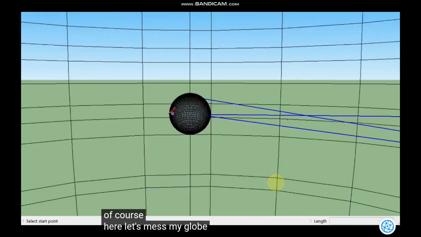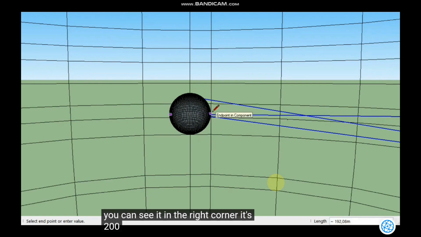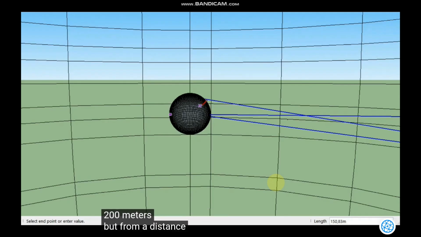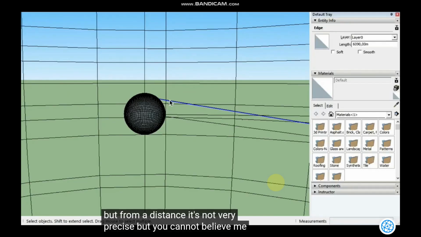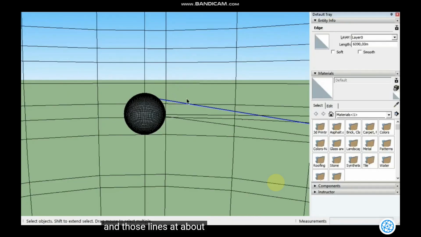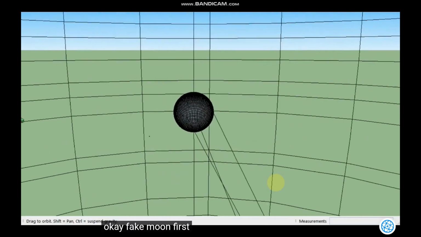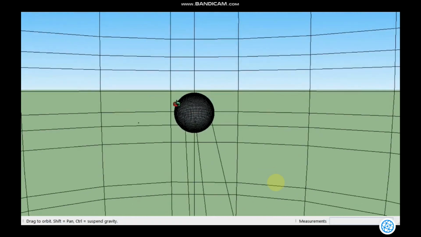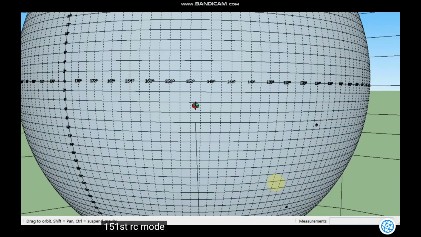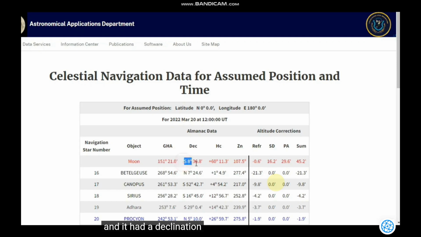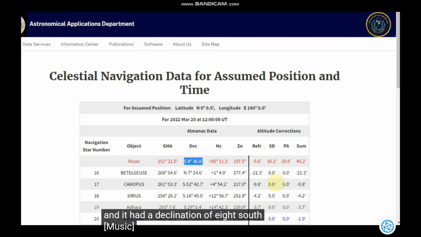Okay, let's measure my globe first. Diameter. You can see it in the right corner. It's 200 meters. But from a distance it's not very precise, but you cannot believe me. And those lines are about 6,000 meters. Okay, fake moon first. On 151st azimuth, and at a declination of 8 south.